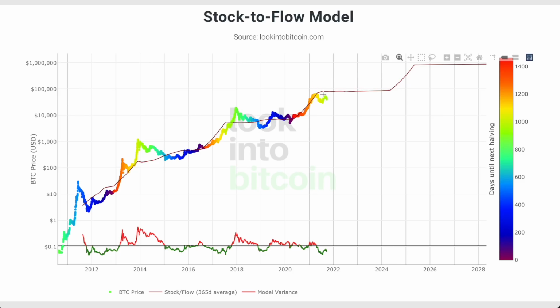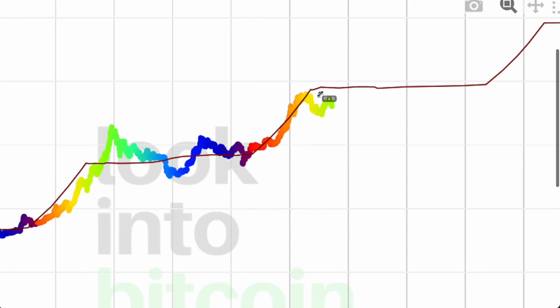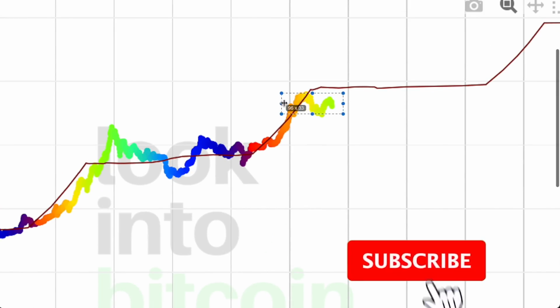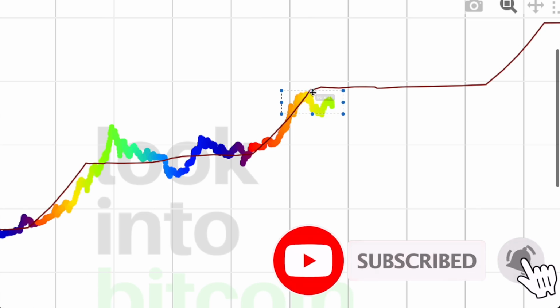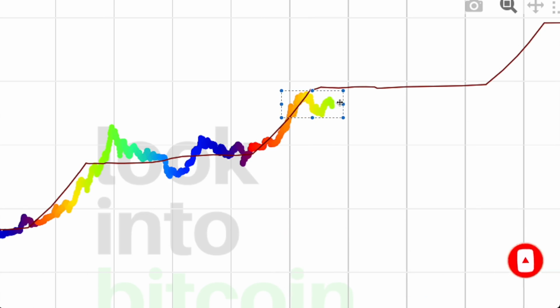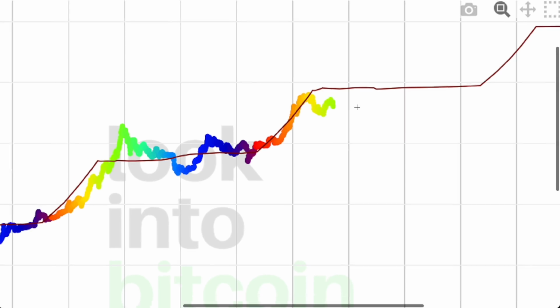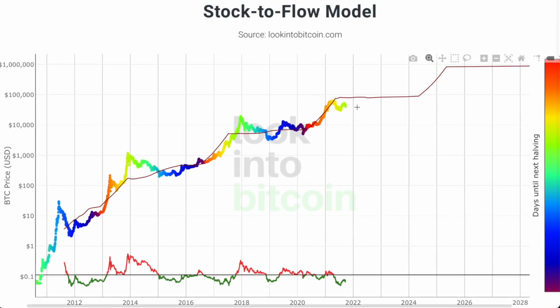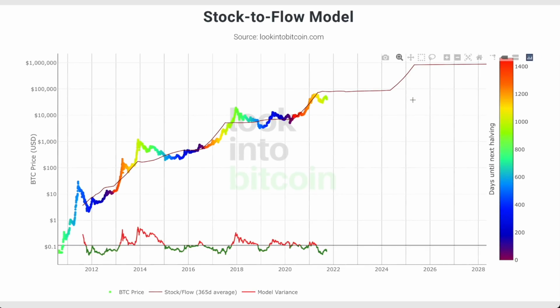Because for the time being, this crash, if we just zoom in here, this crash doesn't change anything on the macro scale. We're still macro consolidating inside this range here, just meandering within this range, but no upside deviation has happened. The fact that we're just crashing here for the time being doesn't change anything in the macro perspective.